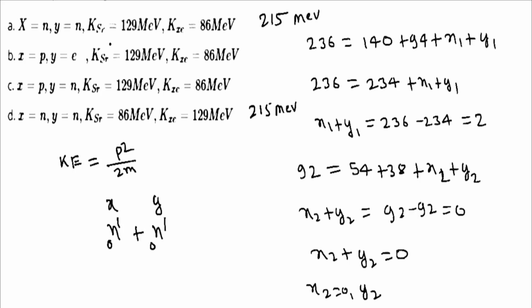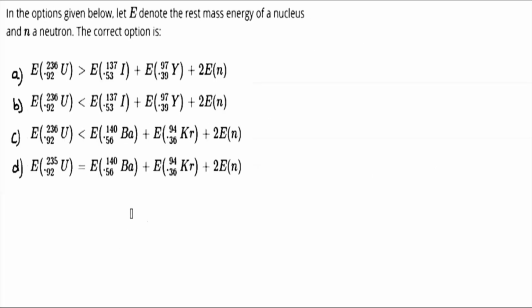So in the A option, the kinetic energy of this Sr is 129 and the kinetic energy of Xe is 86. But in the D option, the kinetic energy of this Sr is 86 mega electron volt, and the kinetic energy of Xe is 129 mega electron volt. So A is the right option for this question, clear? Hope this answered your question.